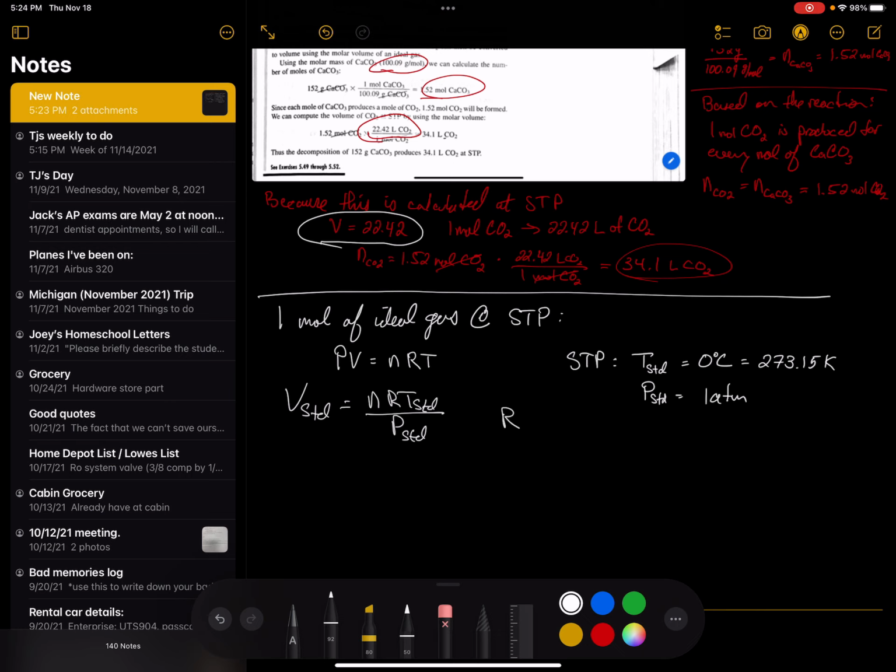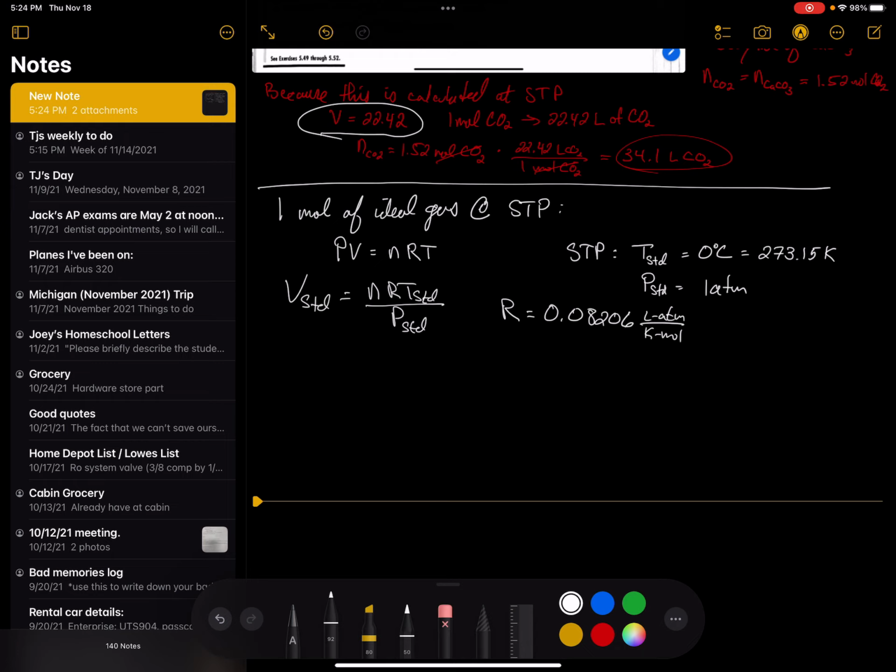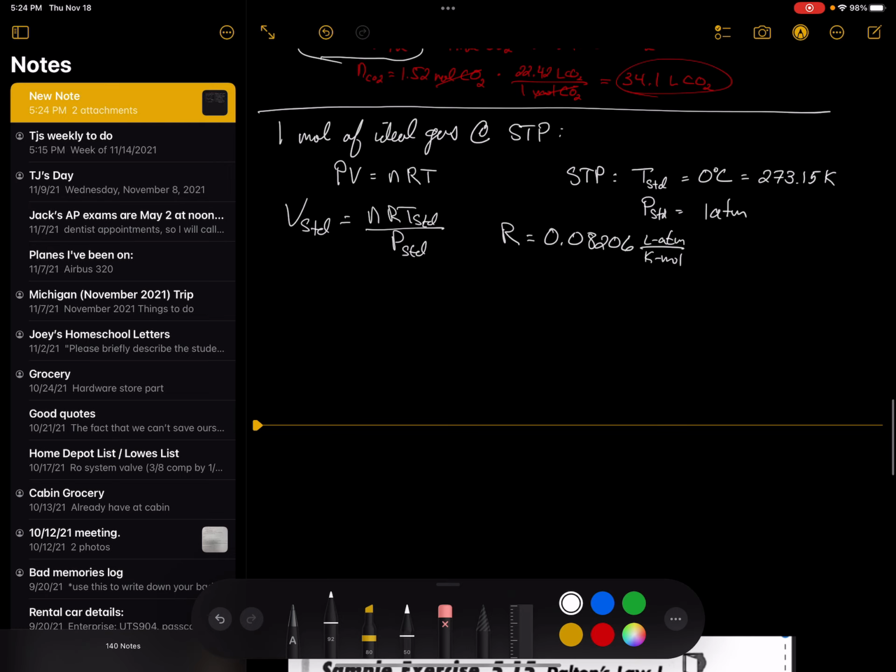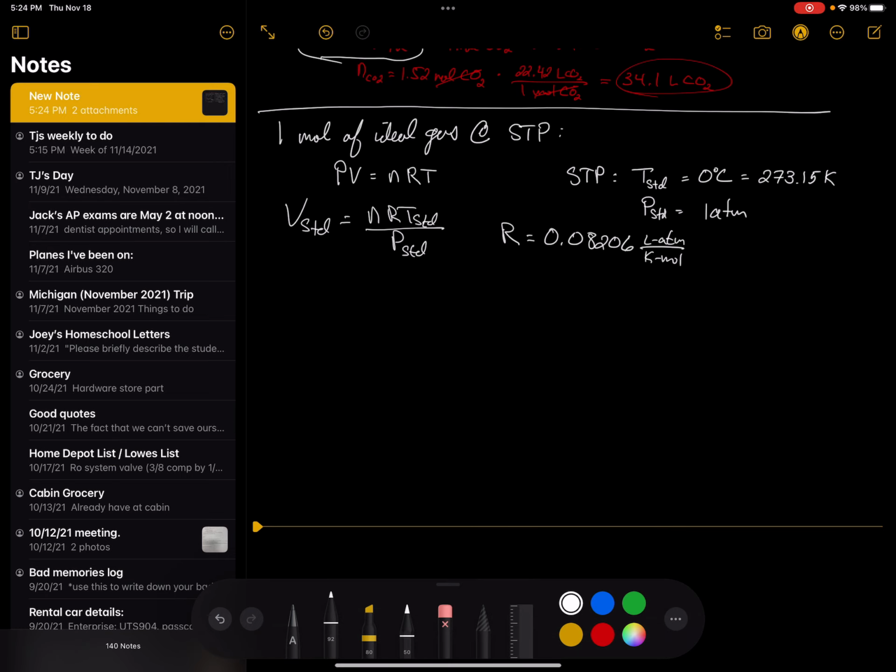And of course, as we've already noted, R is equal to 0.08206 liters atmosphere over Kelvin mole. You're going to want to write this R value down on your note card, and it's something that you're going to want to eventually have memorized. It's just much nicer to have these things memorized rather than have to constantly go back and collect them from a note card.